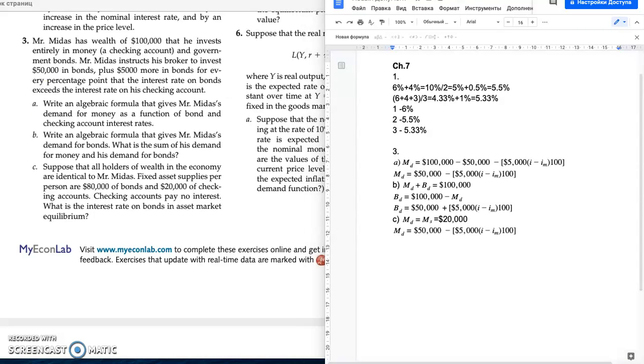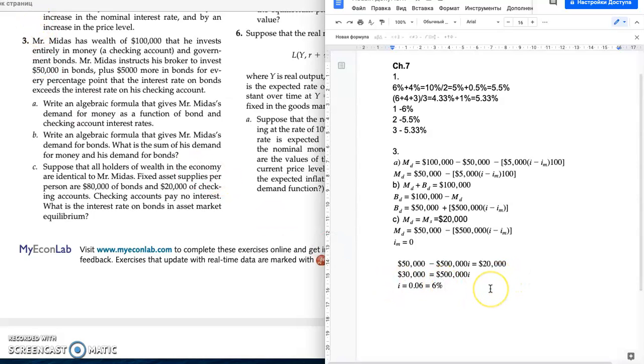So we can use the equation from the previous questions, which is demand for money. But here we should take into consideration that checking accounts pay no interest, which means that IM, the nominal interest rate on money, is equal to 0. Then at the end we will have this final equation, where we can find I, which is the interest rate. So the interest rate equals 6%.